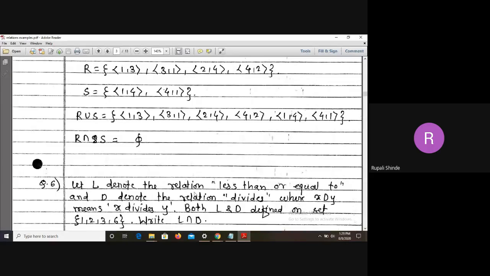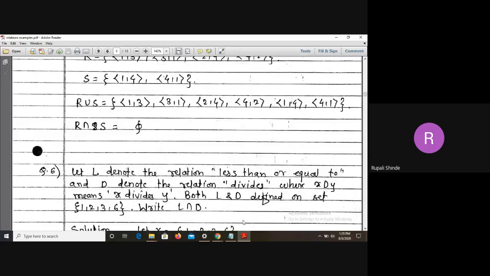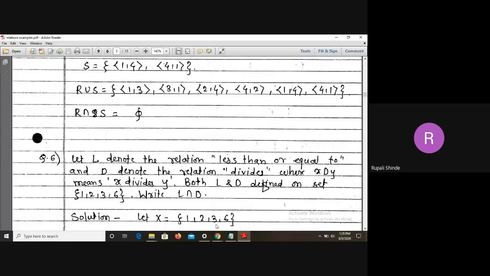Next question is given. Let L denote a relation less than or equals to and D denote a relation divides. Where X is in relation D with Y means X divides Y. Both L and D defined on set 1, 2, 3, 6. Then we have to write L intersection D. Okay. So set X is given, which consists of 4 elements as 1, 2, 3, 6. And what they have asked, here we have to find L intersection D.